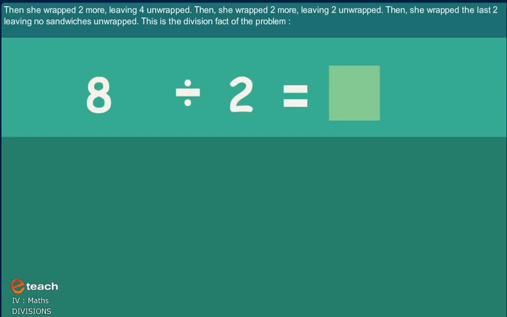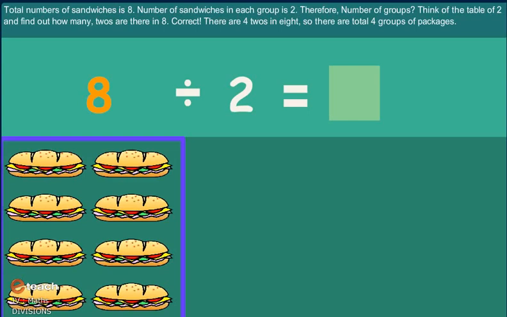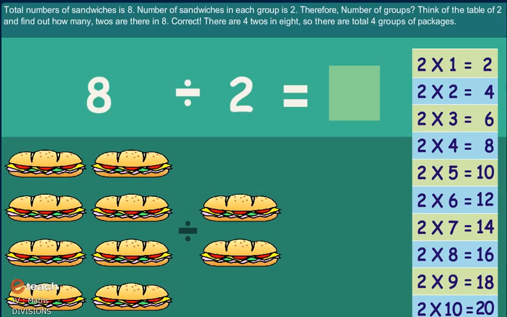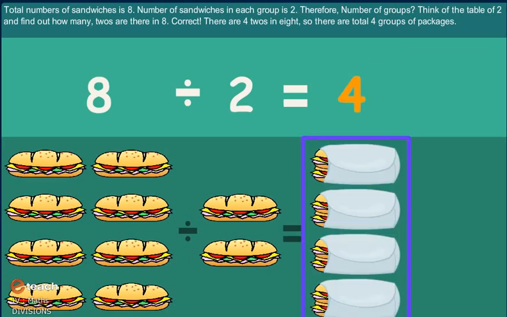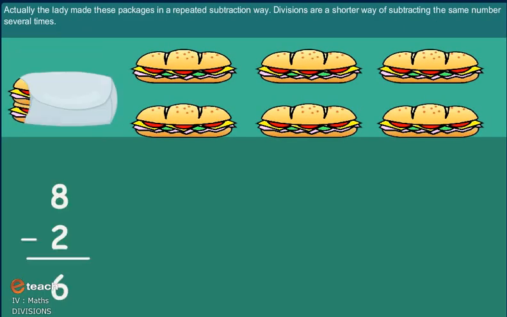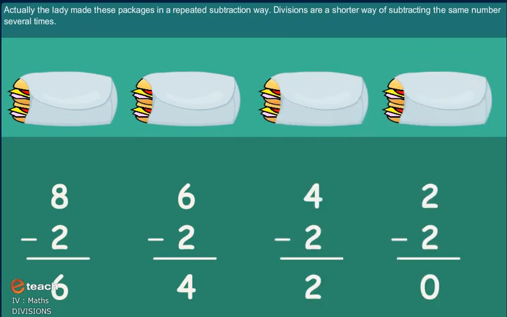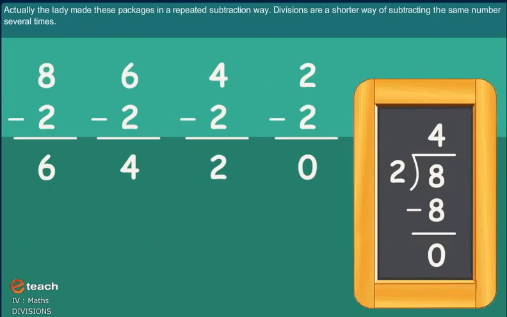This is the division fact of the problem. Total number of sandwiches, number of sandwiches in each group, number of groups. Thinking of the table of 2, find how many 2s are there in 8. Correct. There are 4 2s in 8. So, there are a total of 4 groups or packages. Actually, the lady made these packages in a repeated subtraction way. Division is a short way of subtracting the same number several times.